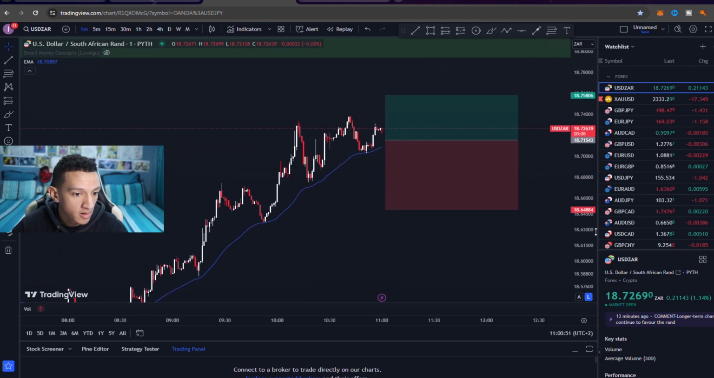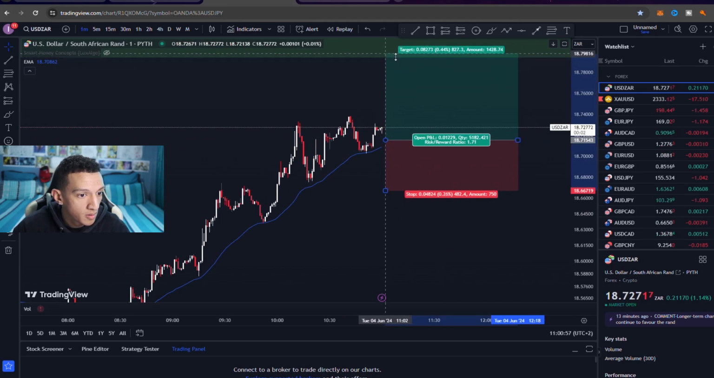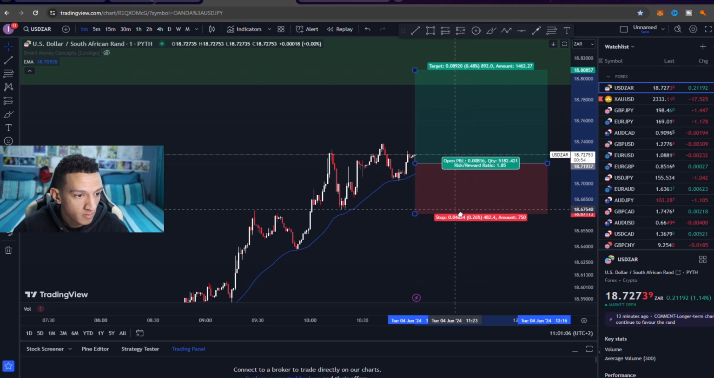I'll be taking a buy on this. So lot size, let's just put it here, and then let's take it to the top. Let's make it a 1 to 8. I'll maybe adjust it once we get there, but let's make it a 1 to 8.